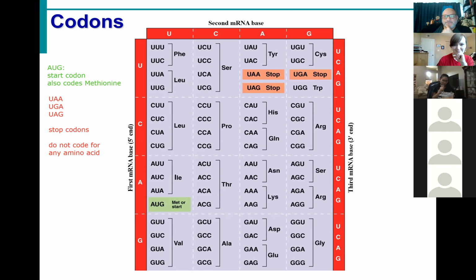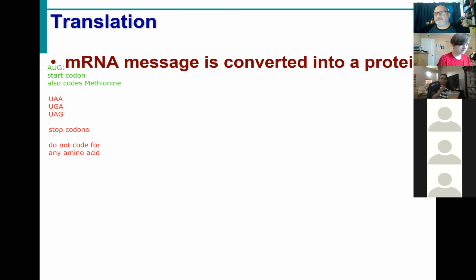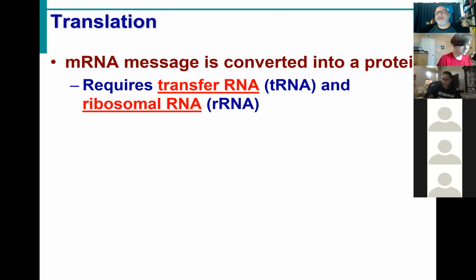All right, excellent. Now that we understand this, we can start talking a little bit about translation. Translation is, again, our job of converting that messenger RNA into a protein. However, messenger RNA is not the only molecule we need to make this work. There are two other RNAs besides messenger RNA that we are going to use in this process.